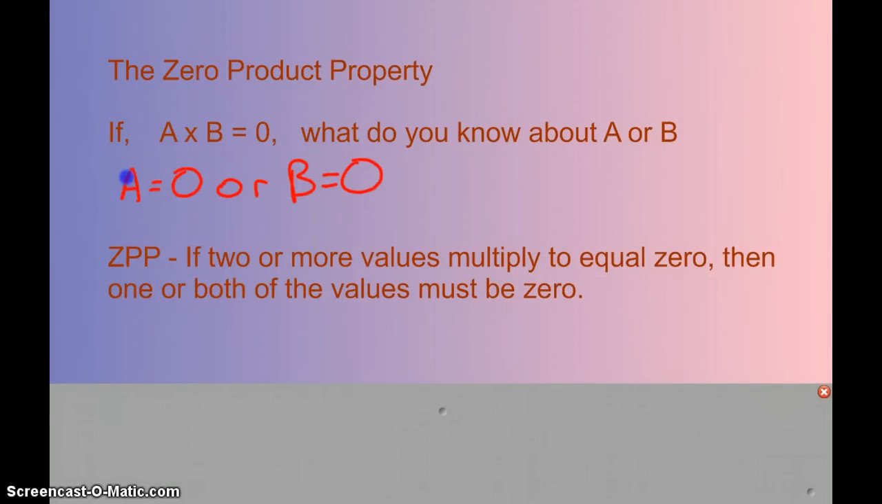So our zero product property, as we abbreviate it, ZPP, says if two or more values multiply to equal 0, then one or both of those values must be 0. This is a really powerful property that's going to make some things really easy. I'm going to be honest, your homework in this section is going to be extremely easy. But we must do it because we must understand the zero product property. It's very important in solving quadratics.